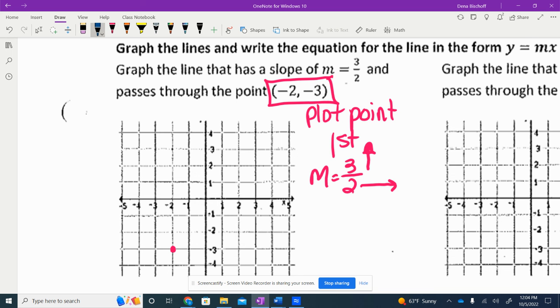So from this little point that I plotted right here, I need to go up 3. 1, 2, 3. And then I run to the right 2. 1, 2. And I'm going to put a new point. And I'm going to do it again. I'm going to go up 1, 2, 3. And then I'm going to run to the right 1, 2. And I'm going to plot a point. So I have 3 nice points that I can connect with a line.